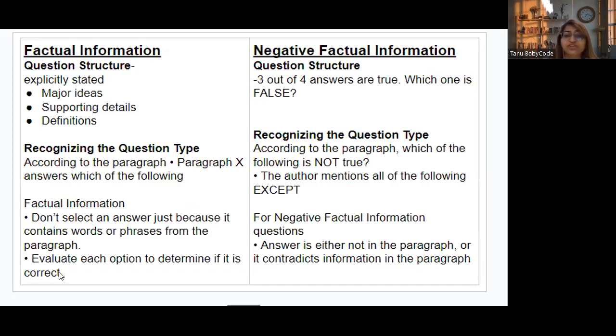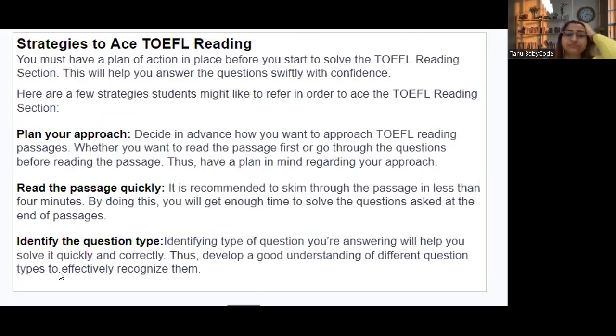In negative factual information, 3 out of 4 answers are always true. Which one is false? You have to look for that. So which of the following is not true? The author mentions all of the following except that one, and that one is your required answer. The answer is either not in the paragraph or it contradicts the information in the paragraph, right?